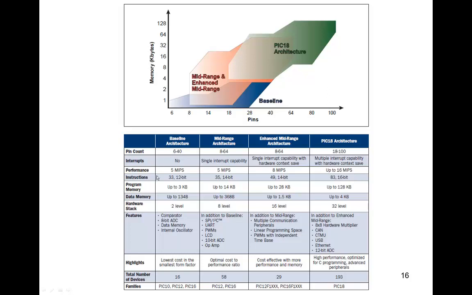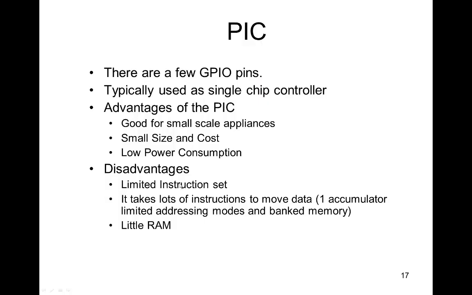We can see here that program memory can be up to 3 kbytes, but can be up to 128 kbytes up here. 5 million instructions per second, up to 16, right? So these are very low performance microcontrollers, but very inexpensive as well. Down here in this range, they cost less than $1. Very few GPIO pins on the PIC. Good for small scale appliances, small size and cost, and low power. Very limited instruction set. You're not getting a lot of performance out of this thing, and very little memory.